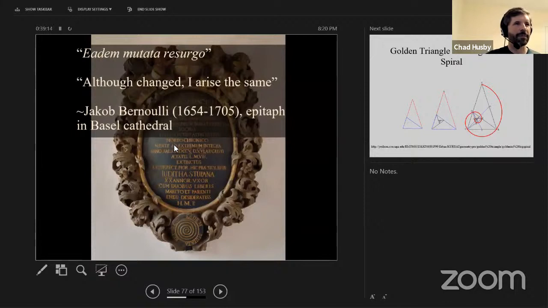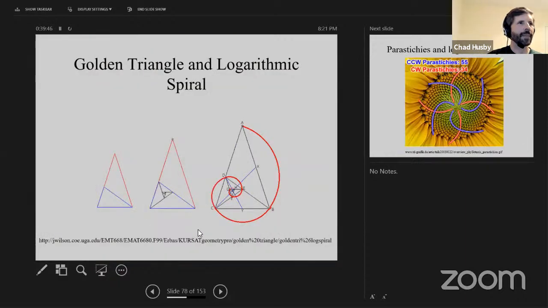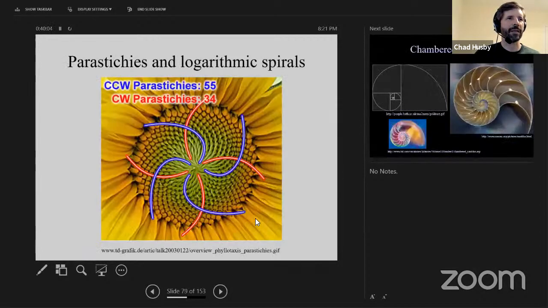And so Jacob Bernoulli, one of the famous Bernoulli family of mathematicians in the 17th century, had this epitaph on his grave: idem mutata resurgo, although changed, I arise the same. And he had this spiral there because the equiangular spiral, which he studied, had that beautiful property that it changes, it grows larger, but its shape remains unchanged. And it turns out, as I mentioned, that you can actually get this logarithmic spiral from the golden rectangle or the golden triangle based on the same ratios as the golden section. So it's all beautifully mathematically related.